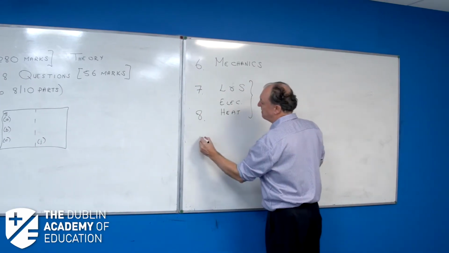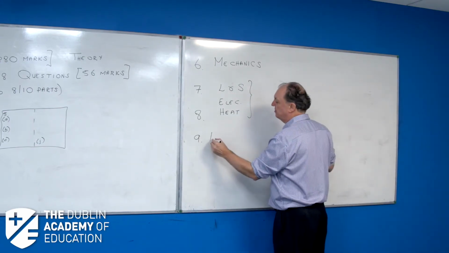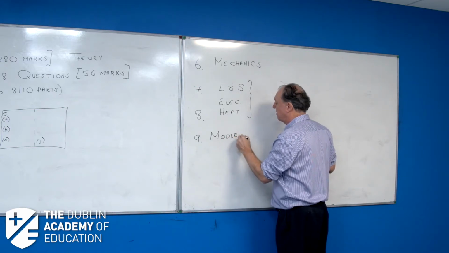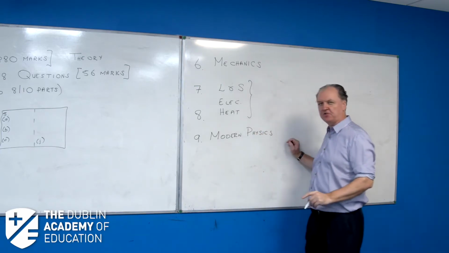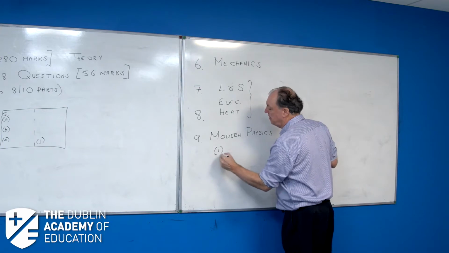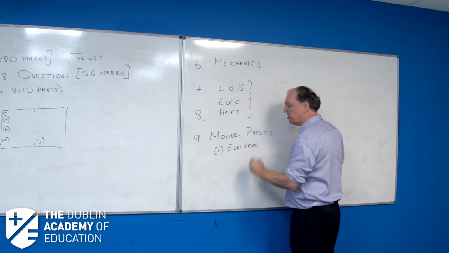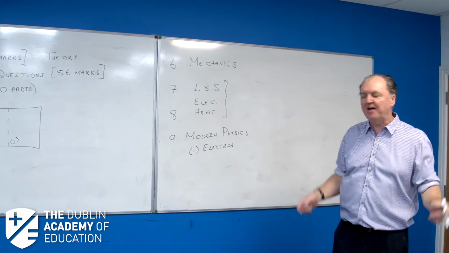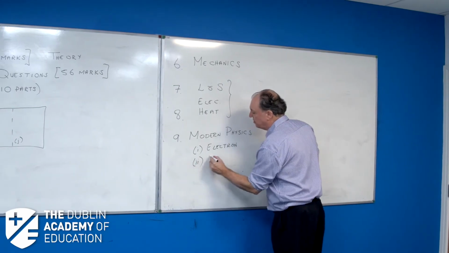Question 9 is usually the question on modern physics, which I did in the Christmas revision course. Modern physics comes in 2 major parts. Part 1 is all about the electron. You're talking about things like photoelectric emission, X-rays, thermionic emission, the cathode ray tube. And part 2 is nuclear physics.